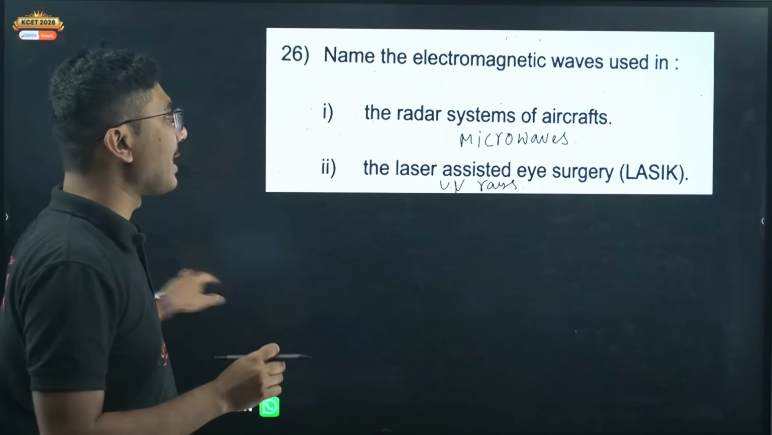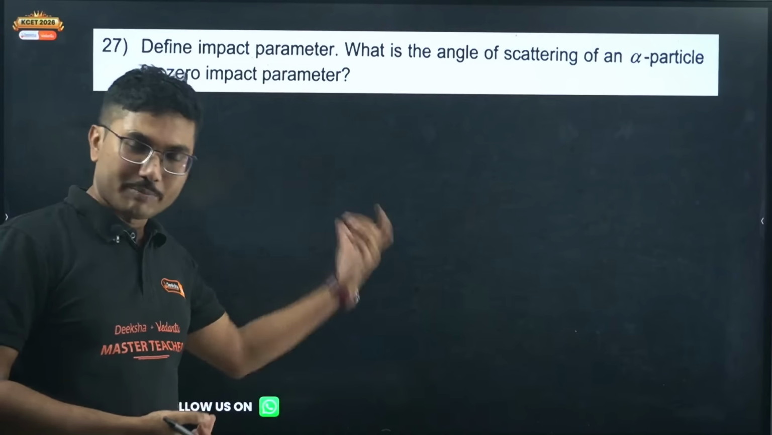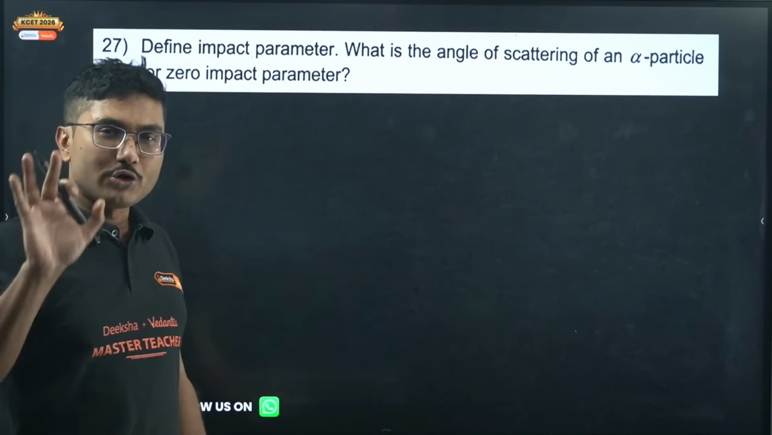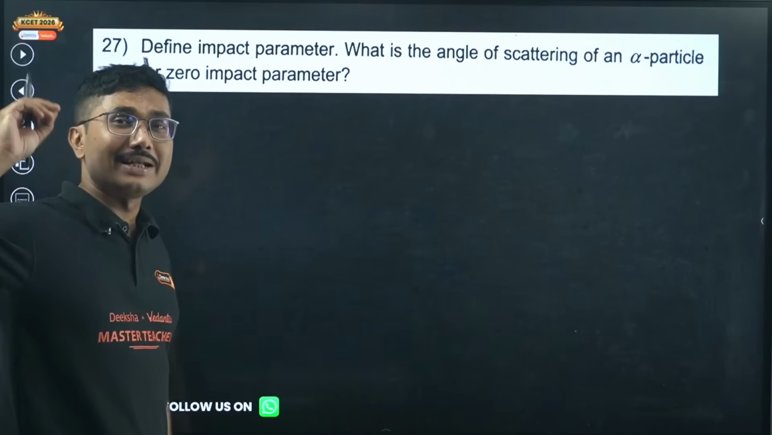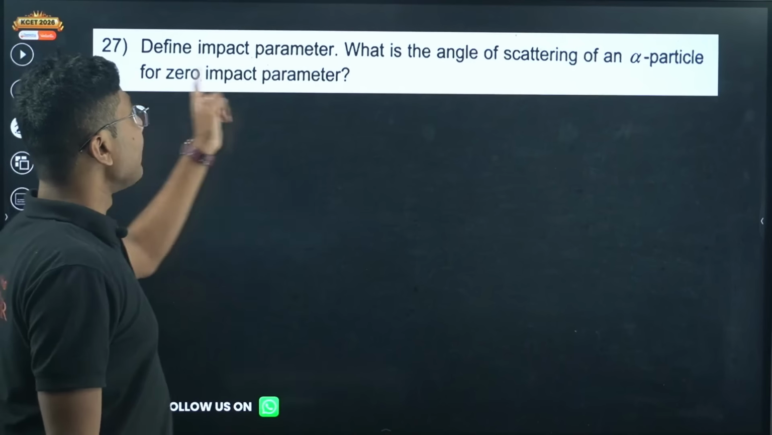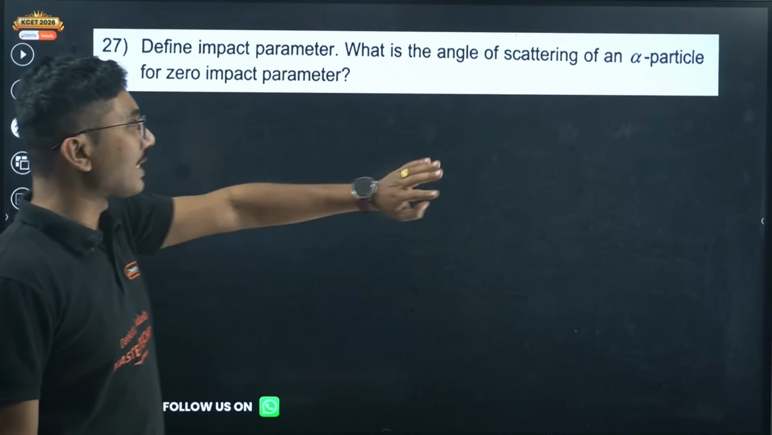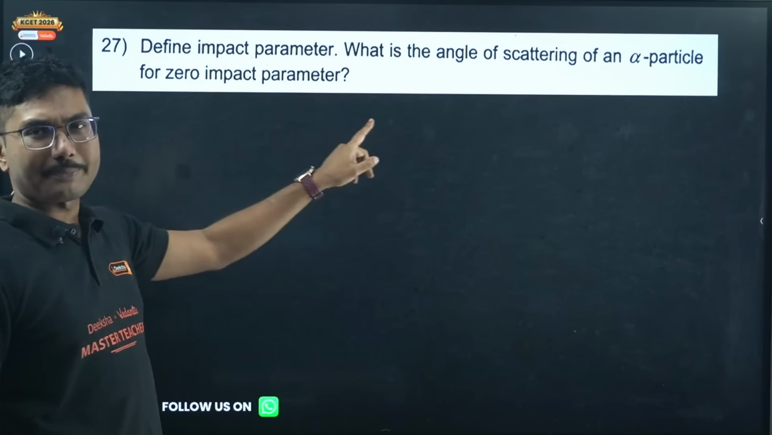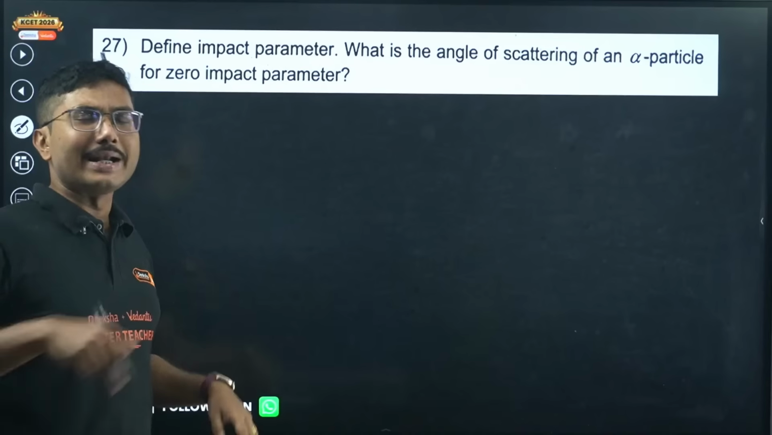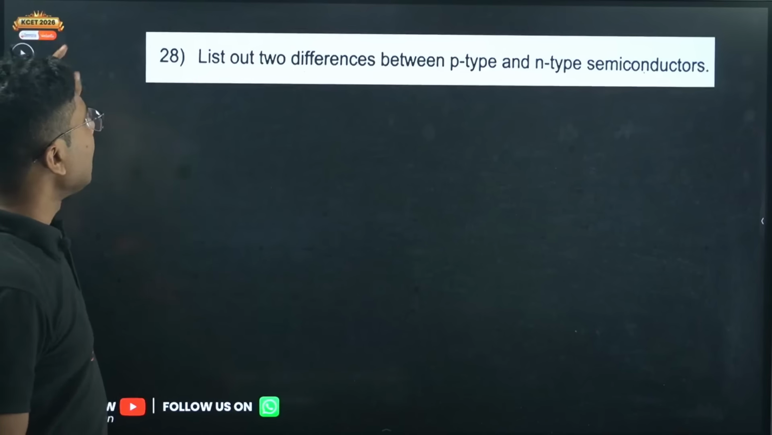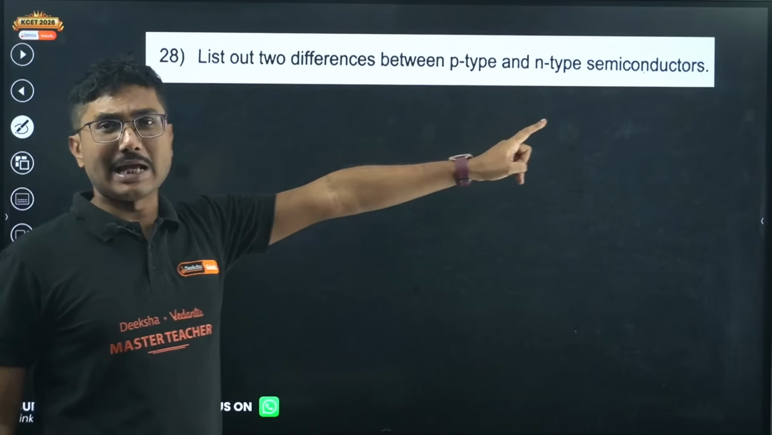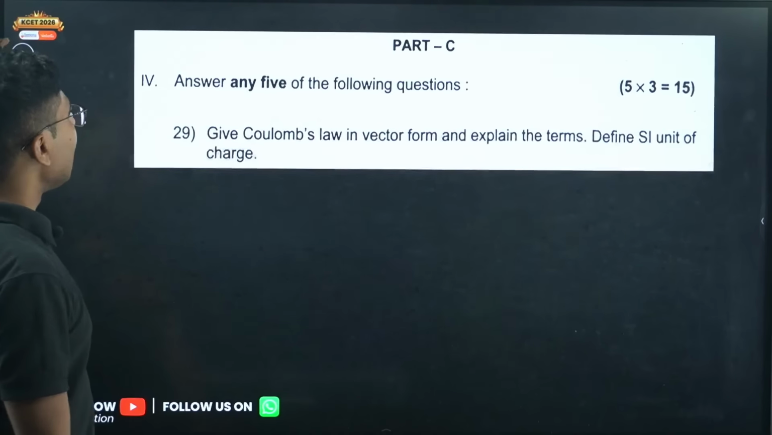If you have followed my lectures from the beginning, from at least the last 3-4 days, you should have been scoring at least 65 marks, because even the numerical question came common. Define impact parameter. What is the angle of scattering of an alpha particle for zero impact parameter? I discussed it. Some student asked me during a lecture, and I explained that as well. Next, list two differences between p-type and n-type. Again, we have done this in our lectures.